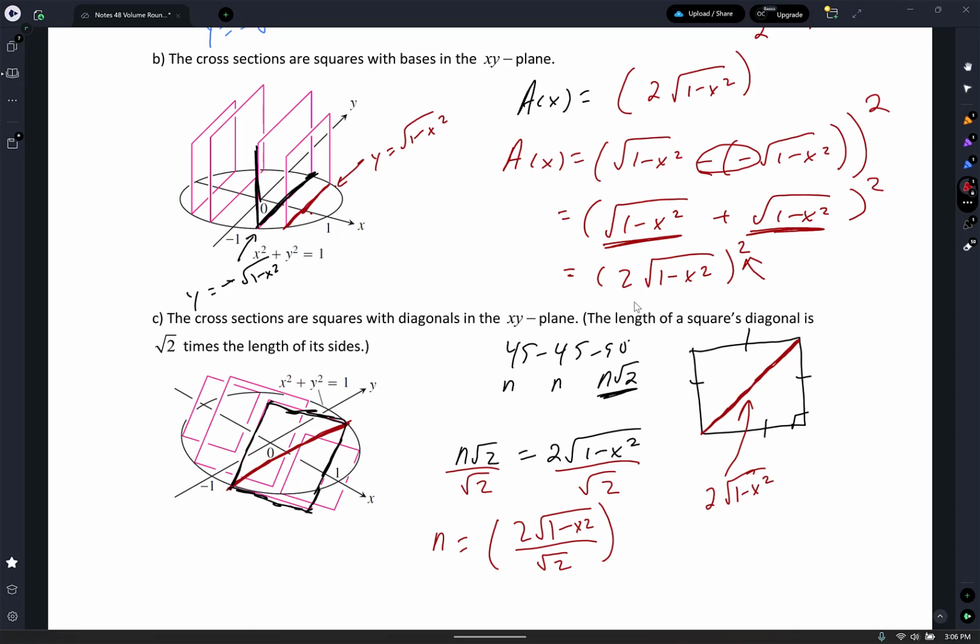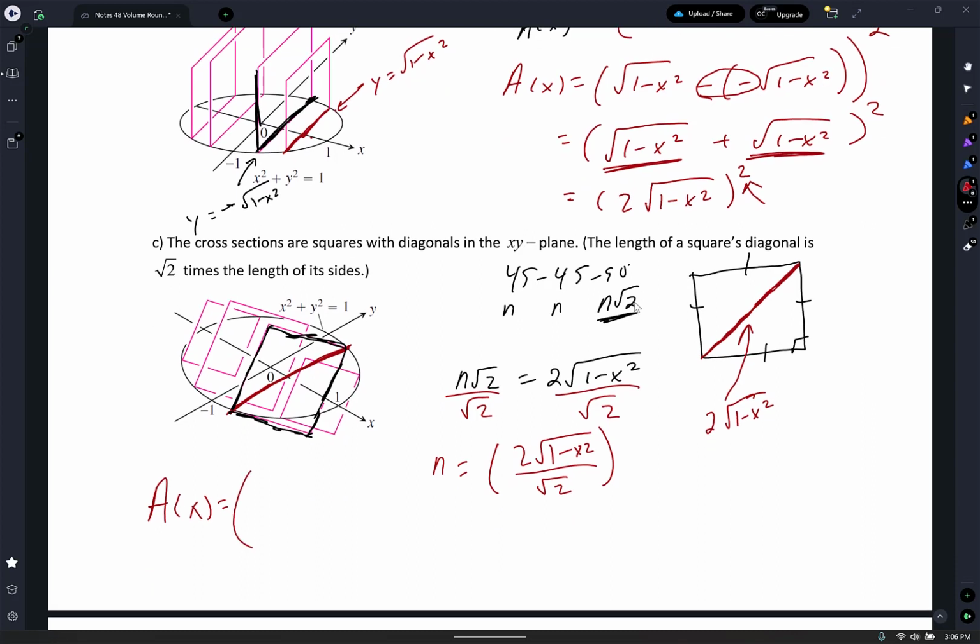How do I get the area of a square again? I square it. So I'm going to write A of x equals, and I'm going to type this in there, and I'm going to square it: 2 square root of 1 minus x squared over square root of 2, squared. Law of exponents. I'm going to go slow. Law of exponents. 2 times 2 is 4, parenthesis, that's a square root. Square root times square root, the square root goes away.